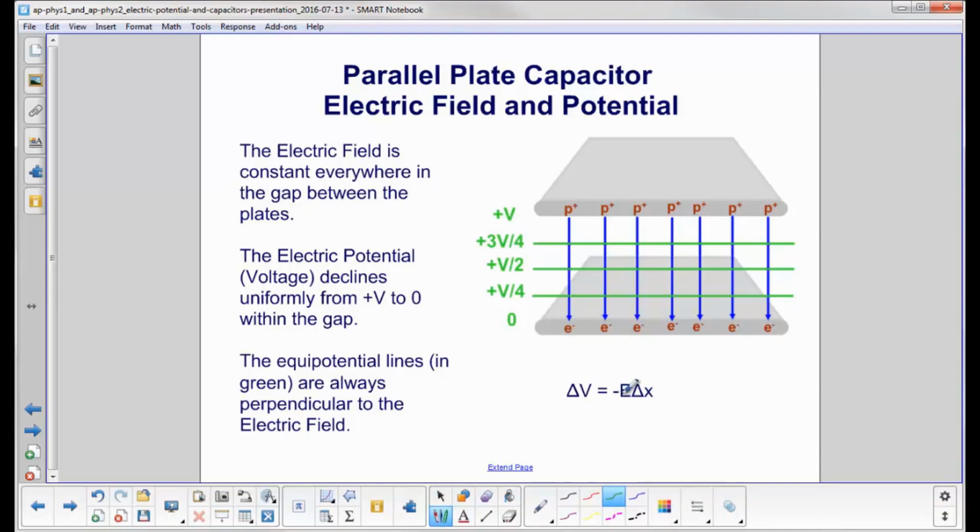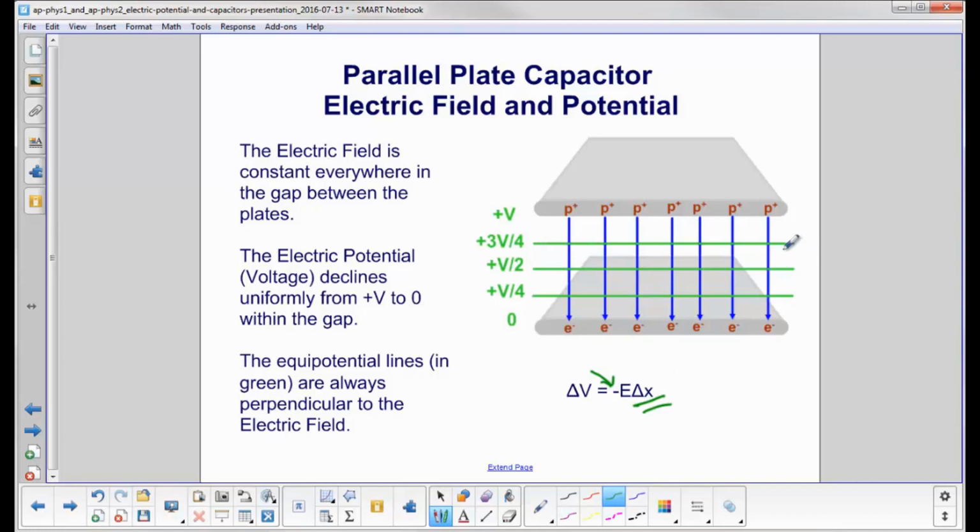Negative means it gets smaller in the direction of the electric field, so you start with a plus V here, and it decreases down to 0 as you go along the electric field line. That's what that negative is for. Okay, and delta X, that's a linear function. So as you go down, let's say, we'll just make some numbers up here, 1/4 inch, your voltage goes down 1/4 volt. You go down 1/2 inch, it goes down 1/2 volt. So it's a linear relationship.